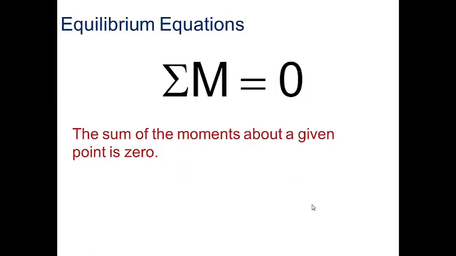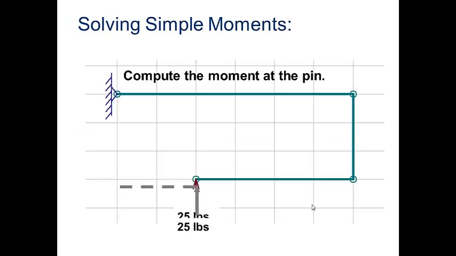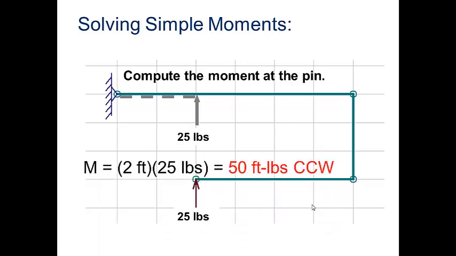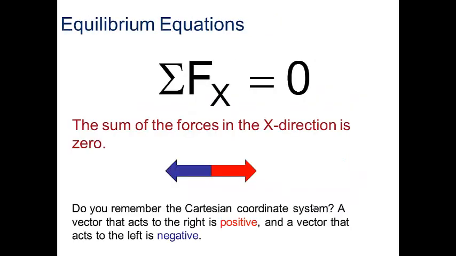Okay, when I go to solve for the truss, we're going to use our equilibrium equations. Again, one of the first ones is the sum of the moments has to equal 0. So the sum of the moments about a given point has to add up to equal 0. Remember that to compute the moment of a pin, we're going to take the force times that lever arm distance. In this case, it would be 25 times 2 feet, or 50 foot-pounds, and it would go counterclockwise.